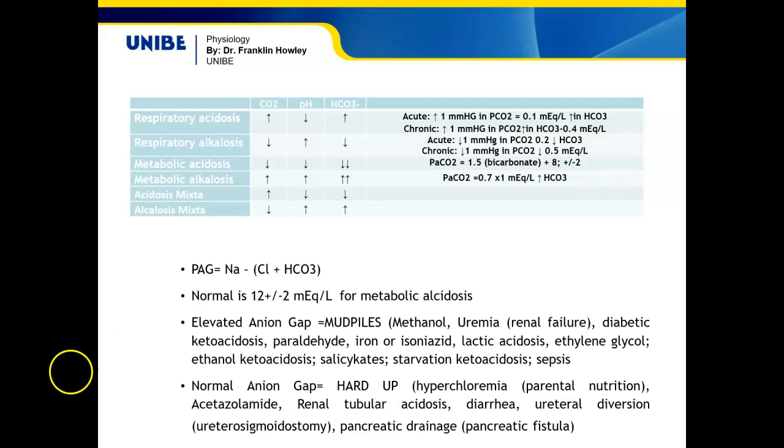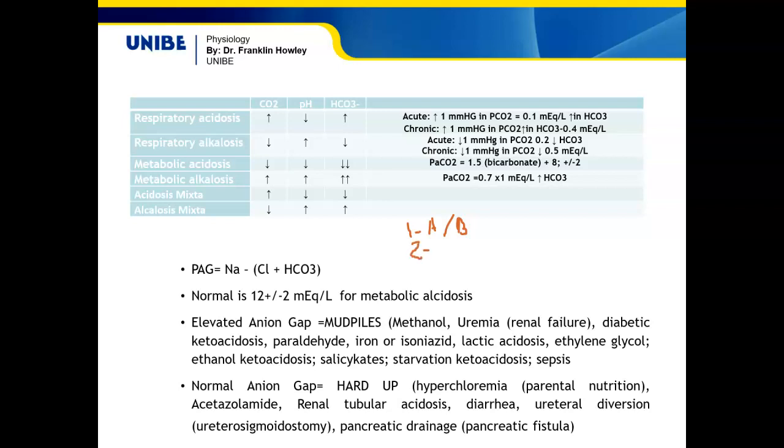Okay guys, so let's go over how we're going to check out the different disturbances for acid-base balance. The first thing we have to determine is if it's an acidemia or alkalemia. So I'm going to put A and B: A for acidosis or acidemia, and B for alkalemia or alkalosis. And we determine this by determining the pH.